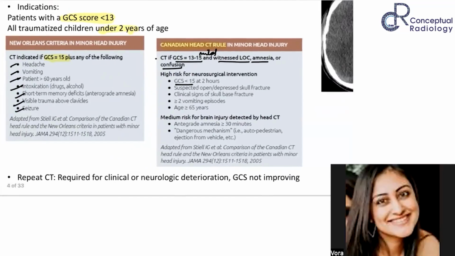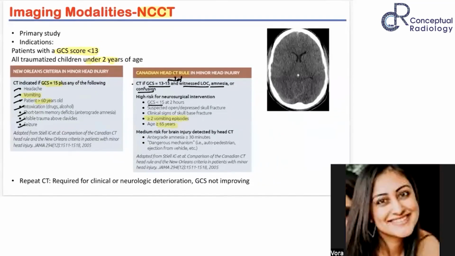So the only difference here is New Orleans doesn't mention how many vomiting episodes. Canadian HCT says two or more. Here the age is 60. Here it is 65 years. Antegrade amnesia more than or equal to 30 minutes, or any dangerous mechanism. So basically this is fine in theory, but ultimately we'll also hear from the neurosurgeon about what they actually follow. And what you will actually hear is it's a lot based on instincts, and a lot based on how severe clinically the patient looks, how severe the mechanism of the injury is. So this is what you want to remember here.